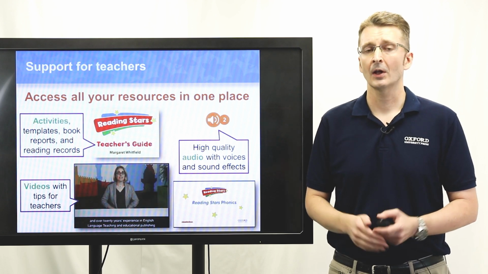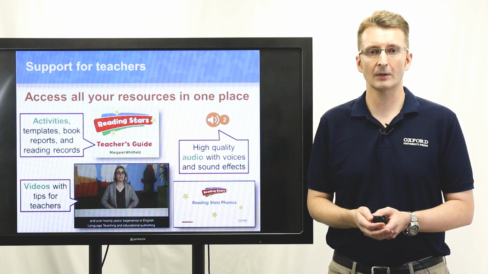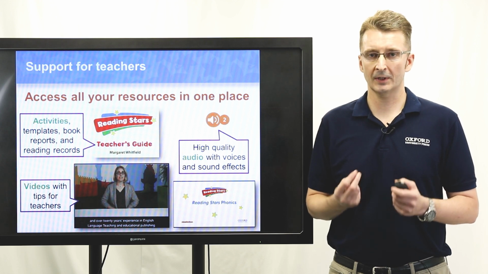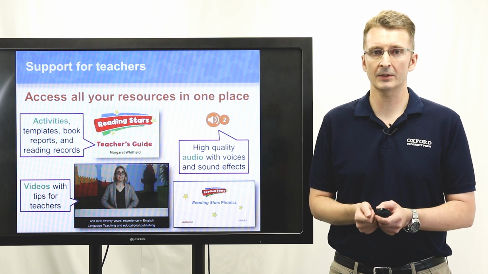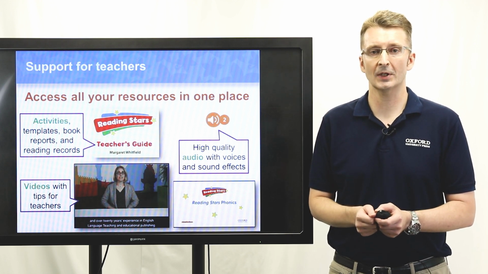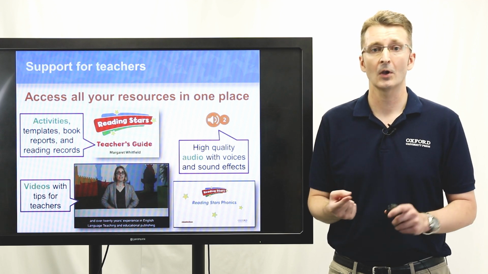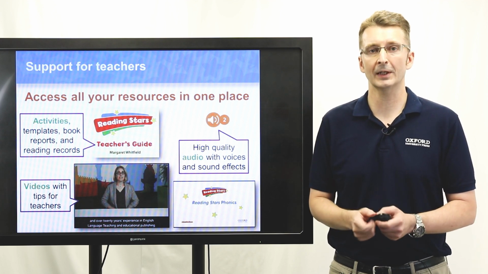And for teachers, the Teacher's Guide includes a series overview, information on the different types of readers in the series, and photocopyable resources such as letters to parents, worksheets, and student reading records.